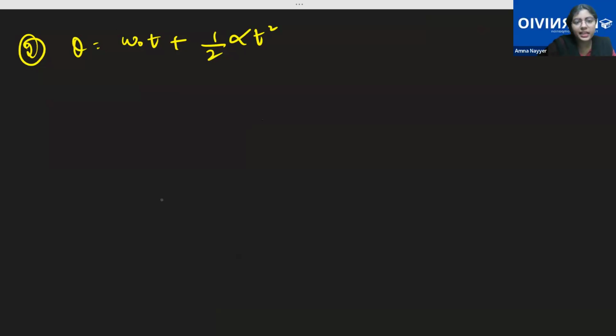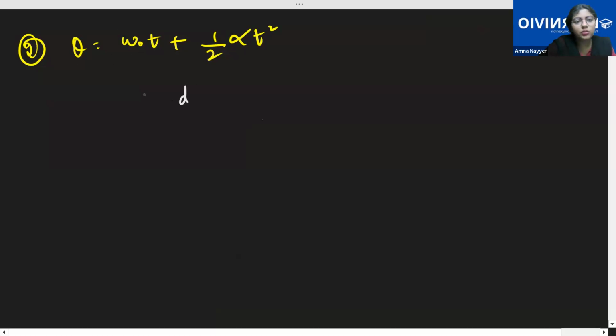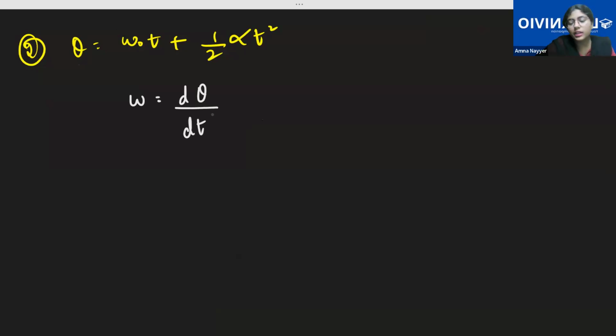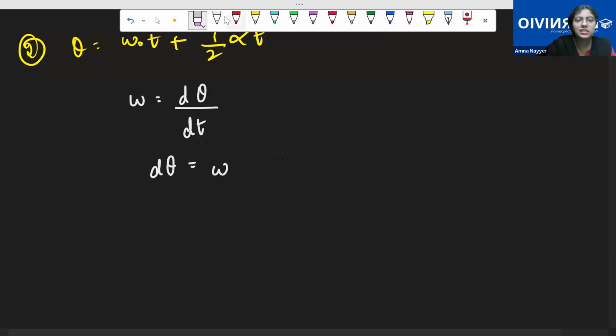Okay, coming to the second derivation. Here we know omega is equal to d theta by dt. Angular velocity is equal to d theta over dt. Now, d theta is equal to omega dt.